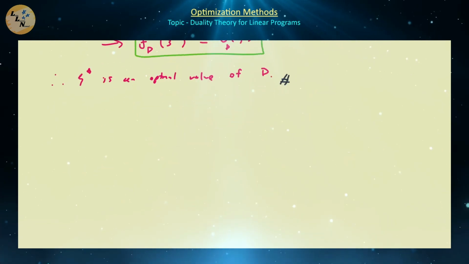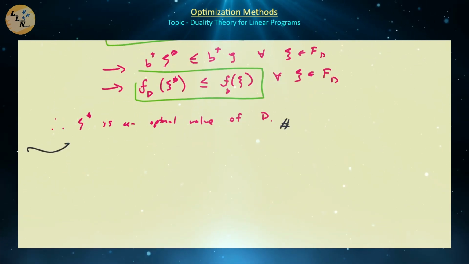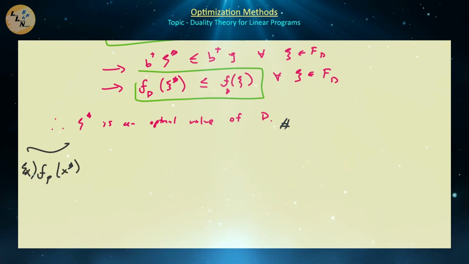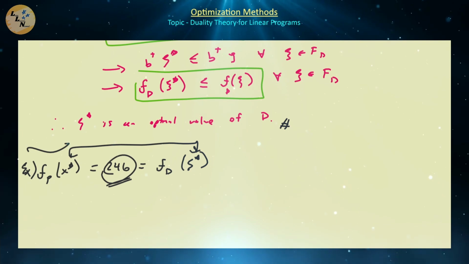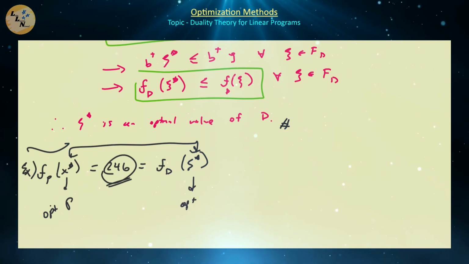So for our particular example, remember that we had that FP of x star that we obtained was equal to 246, and that was also equal to FD of psi star. So if we found those particular values, psi star and x star, and they give us the same exact functional value when we plug them in, that means this is the optimal solution for P, and that is the optimal solution for D. We are guaranteed that that is the case.